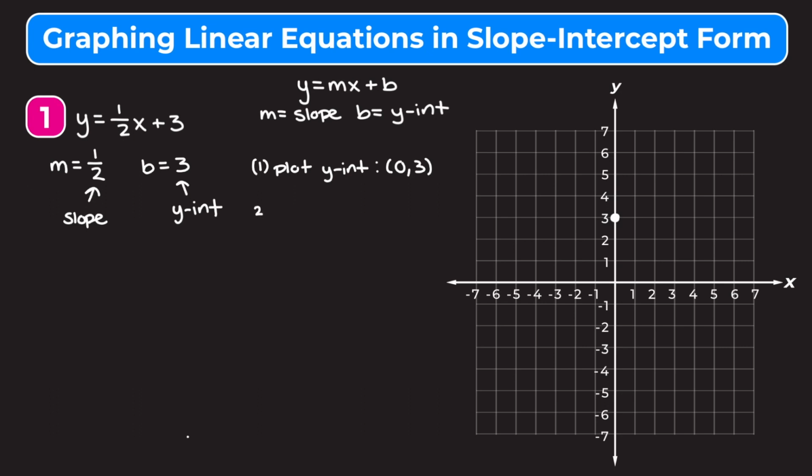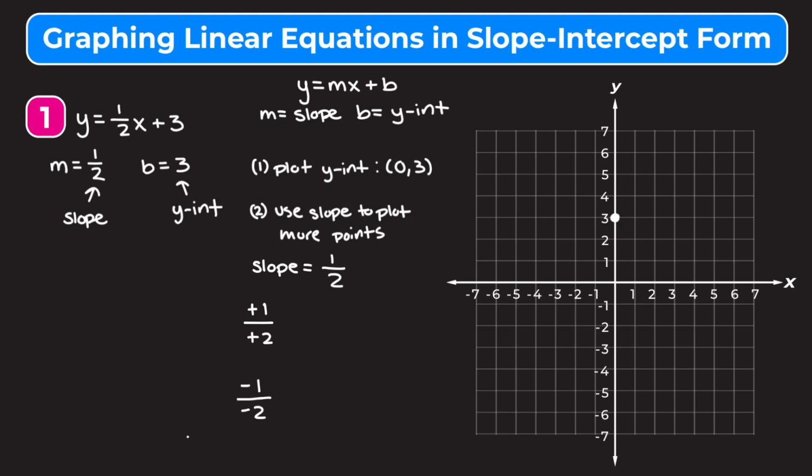And now what we're going to do is use the slope to plot a few more points. And I'll show you guys how we can do that. So our slope is 1/2. And 1/2 is the same as having a positive 1 over a positive 2 or a negative 1 over a negative 2. And I'll show you guys why this is important. Positive 1 divided by positive 2 is going to give us a positive 1/2, and negative 1 divided by negative 2 is also going to give us a positive 1/2.